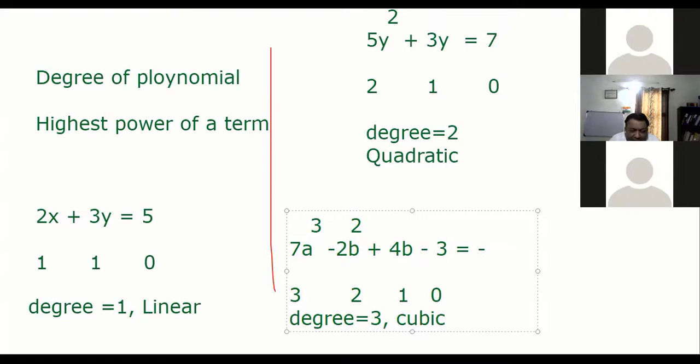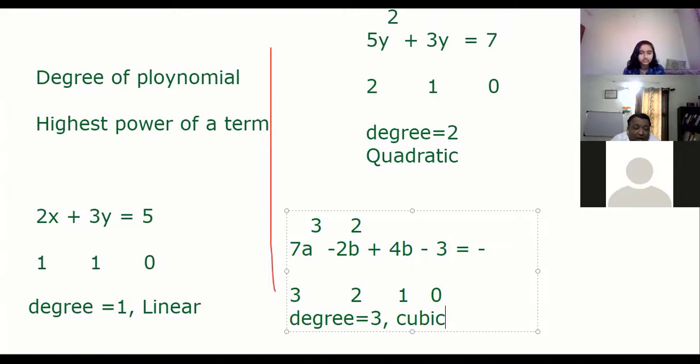So whether it's linear, quadratic, cubic or biquadratic, it always depends upon the highest power of a particular term. When the degree is 1, or the power is 1, linear. Degree 2, power 2, quadratic. Degree 3, power 3, cubic. Degree 4, power 4, biquadratic.